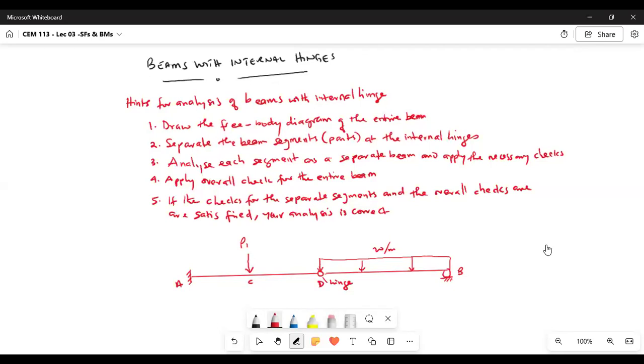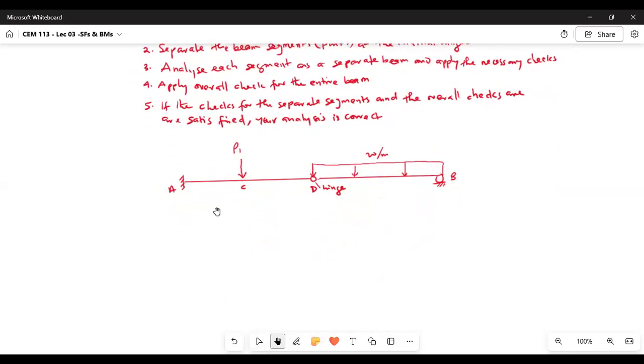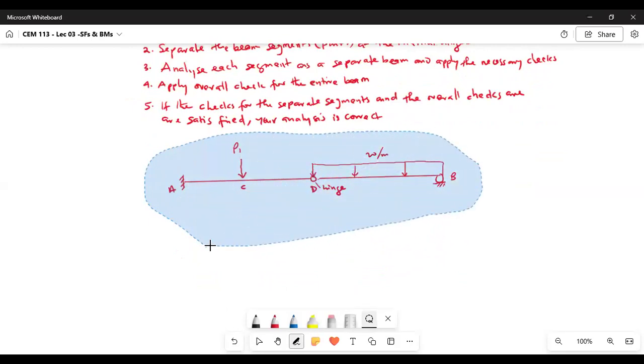So when you have a beam like this, remember that the hinge divides the beam into several parts. If you have one hinge, you have two parts. If you have two internal hinges, it means the beam must be divided into three parts. So on and on. Like here, the first thing I expect anybody to do is to draw the free body.